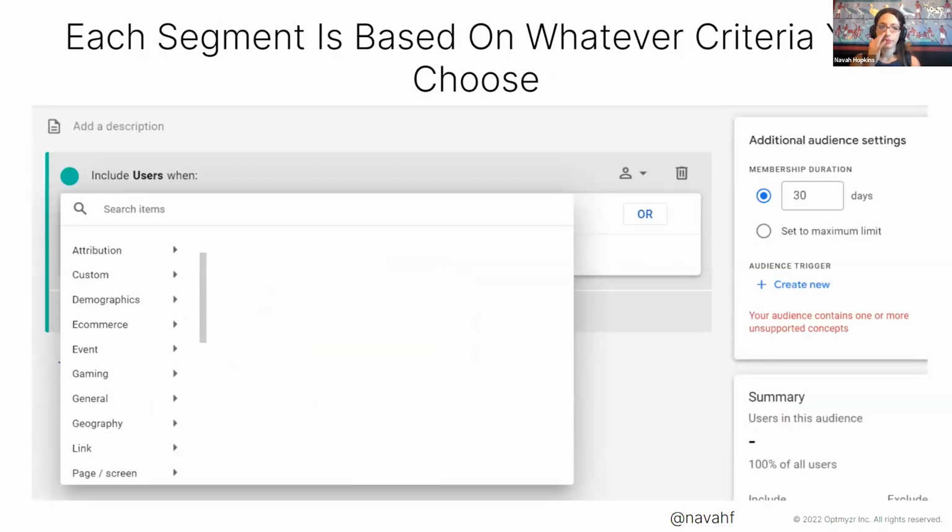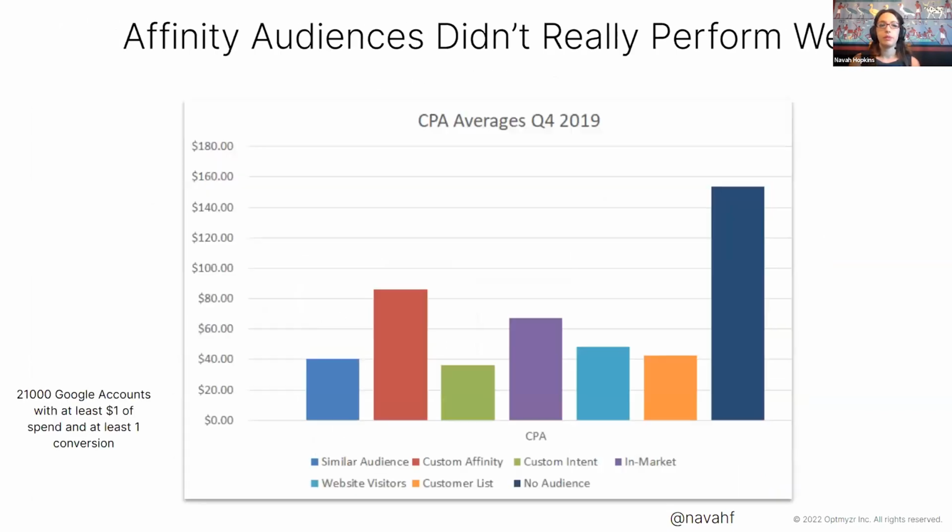Also, when we create each of these different criteria, there are some criteria that are going to have higher value. There are some criteria that are going to have lower value. So when we think about affinity audiences, and this was a study I did back in 2019, back when I was at WordStream, we looked at the cost per acquisition for each audience. And yeah, no audience did worse. But what's interesting is that affinity did almost as badly.